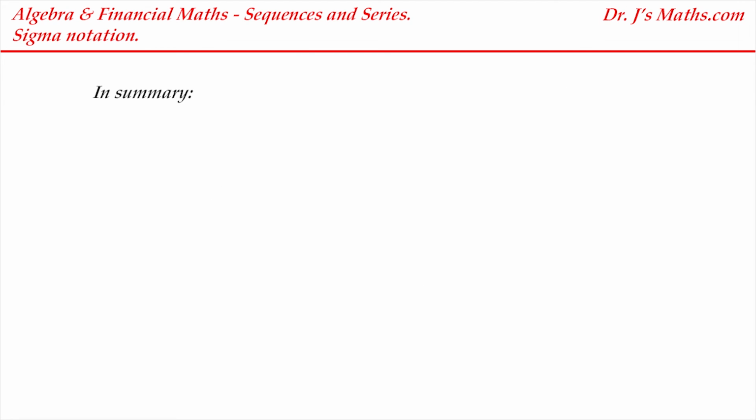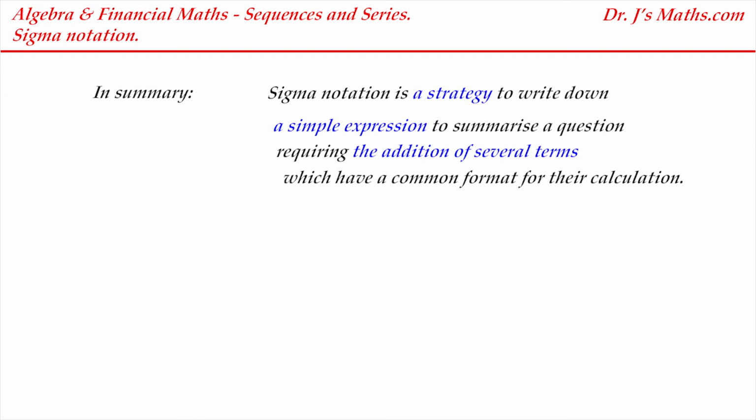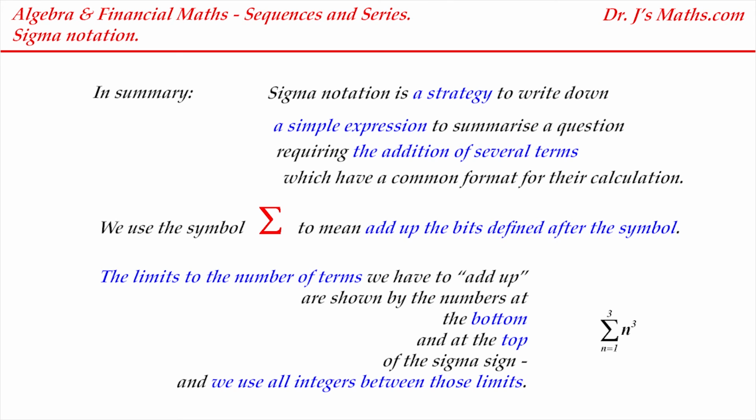In summary, sigma notation is a strategy to write down a simple expression to summarise a question requiring the addition of several terms, all of which have a common format for their calculation. We use the symbol sigma from the Greek alphabet to mean add up all the bits defined after the symbol. The limits to the number of terms we have to add up are shown by the numbers at the bottom and at the top of the sigma sign, and we use all integers between those limits.